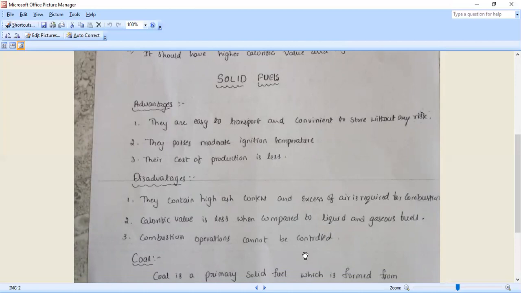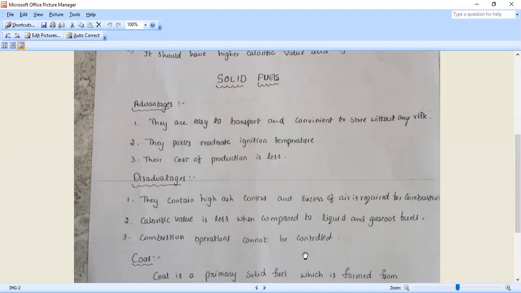There are some disadvantages of solid fuels. They contain high ash content and excess air is required for combustion. Non-combustible matter gives high ash content, so they require a higher excess of air for combustion.